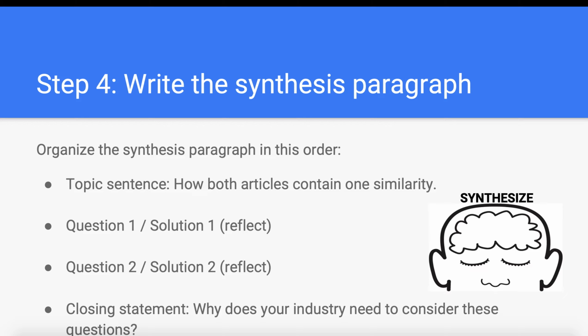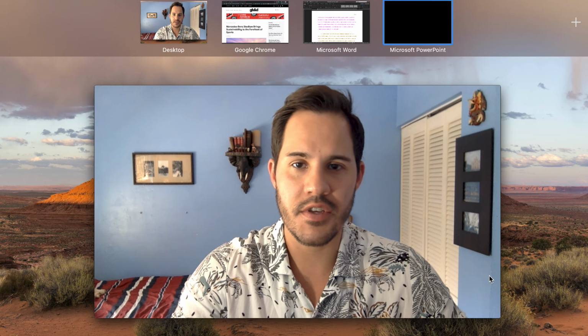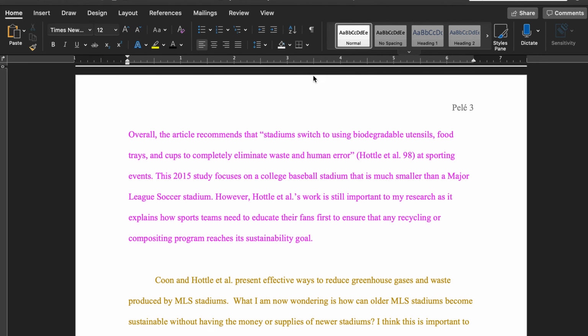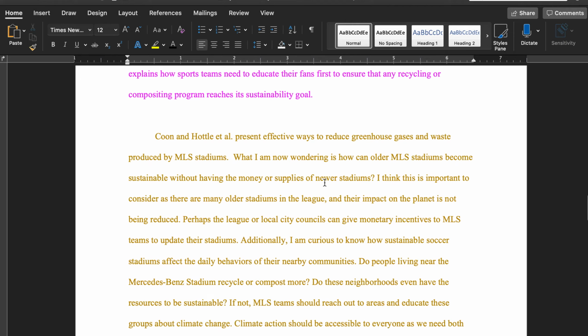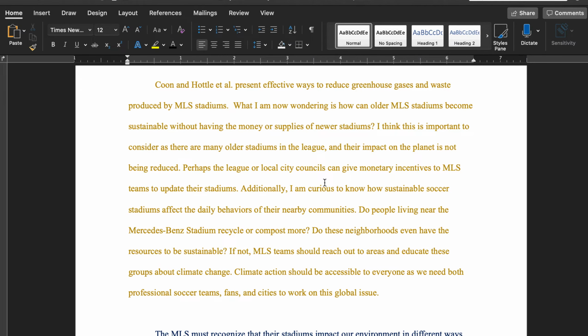So again, you want to speak to your audience, who's your industry. Why are these questions important for them to consider? You can see a sample of that in the essay, right? In this gold paragraph. So I start off by saying Kuhn, Hottel et al. present effective ways to reduce greenhouse gases and waste produced by MLS stadiums. What I'm now wondering, so here's my one singular line. This is the opener. The topic sentence tells us how these two not so similar articles come together.